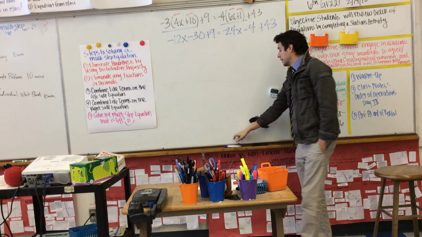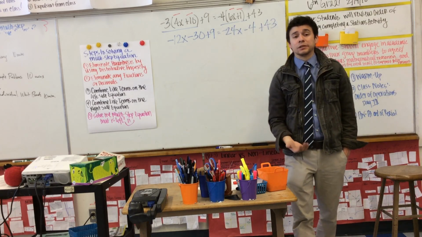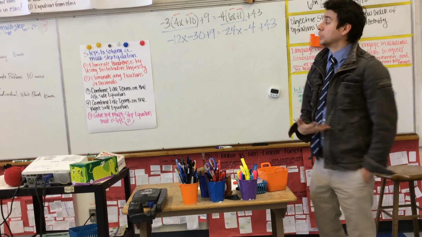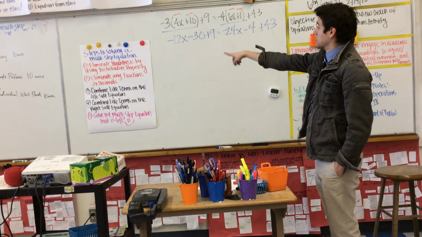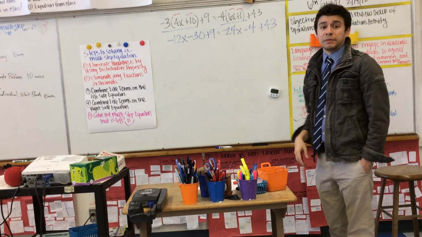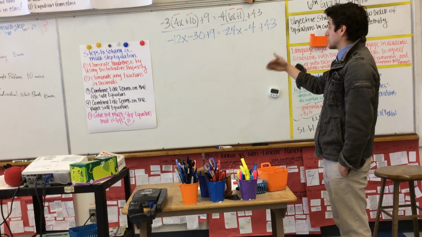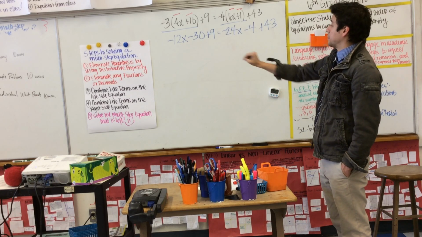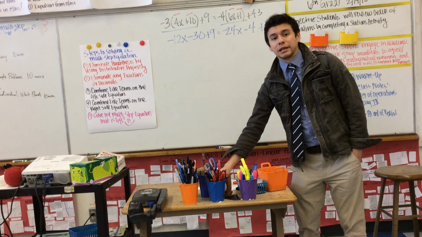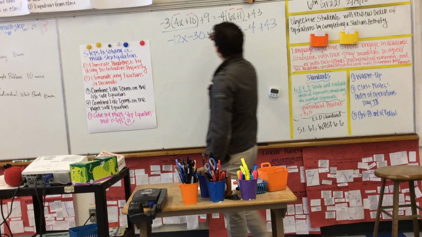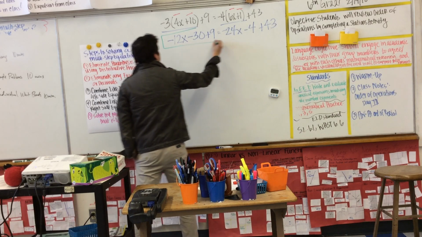Now what I end up getting is literally a hot mess. It's a huge mess right now. So I'm done with the first step. Second step is eliminate any fractions or decimals. Well, I don't have any fractions or decimals, so I could skip that step. Next step is combine like terms on the left side. So I'm going to go to the left side. I like drawing my rectangle.